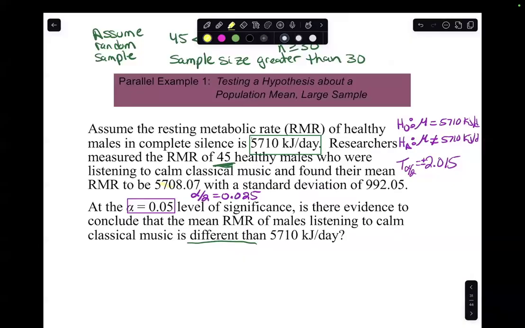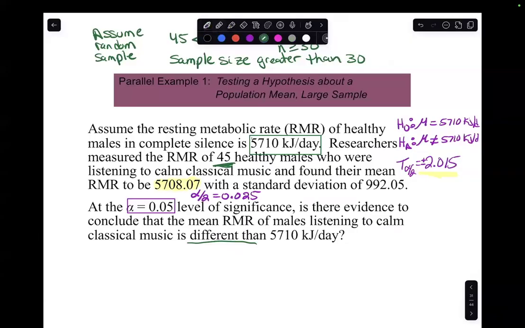When I talked about if the number that we are looking at is smaller, then we're looking at less than. If it's smaller than the original value, the original mean, we go less than. If it is larger than the original mean, it's going to be greater than. This number is smaller than 5710, so my test statistic is going to be a negative z-score. Therefore, we're going to be looking at the negative of our critical value. Does that make sense?